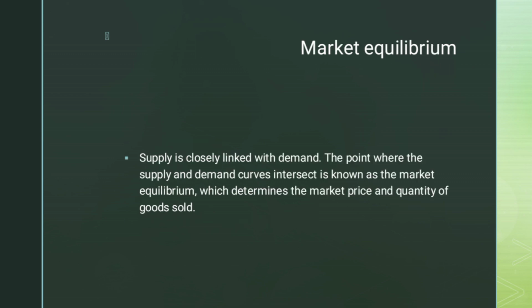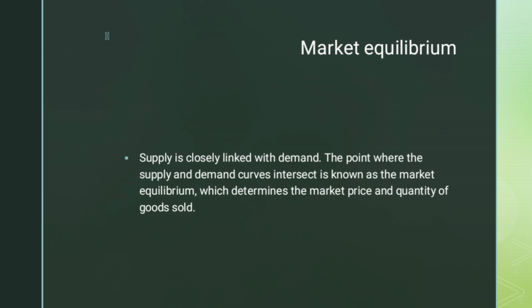Next, we are going to look at the market equilibrium, which shows that supply is closely linked with demand. The point where the supply and demand curves intersect is known as the market equilibrium, which determines the market price and the quantity of goods sold.